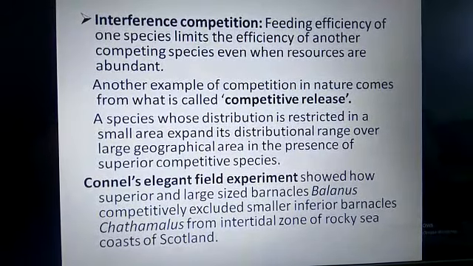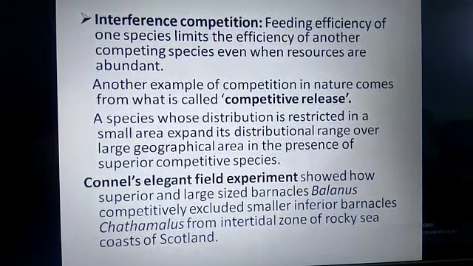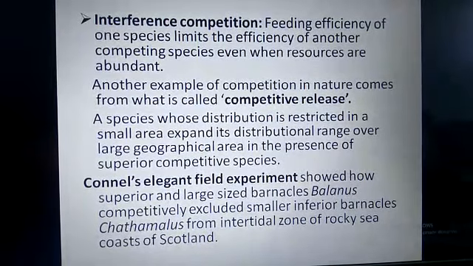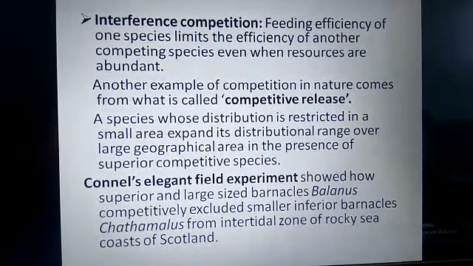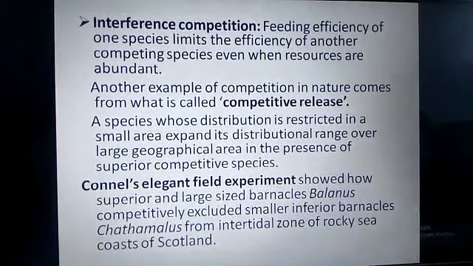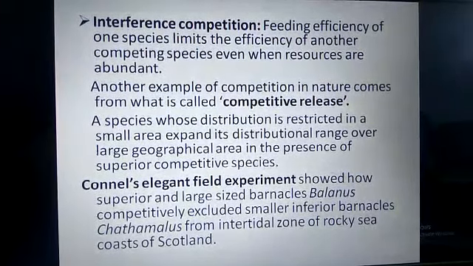In interference competition, the feeding efficiency of one species limits the efficiency of another competing species, even when the resources are available. So even when the resources are available in abundance, if the feeding efficiency of one species is high, then that feeding efficiency will limit the feeding efficiency of another species.